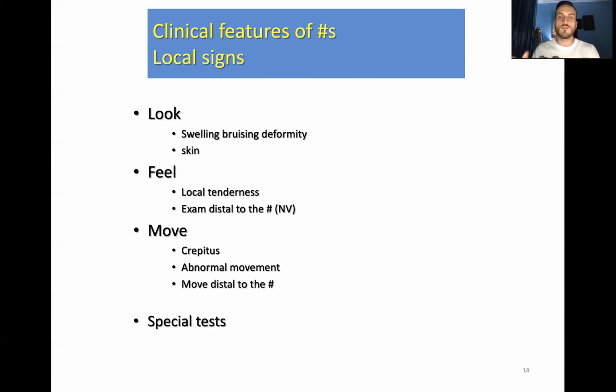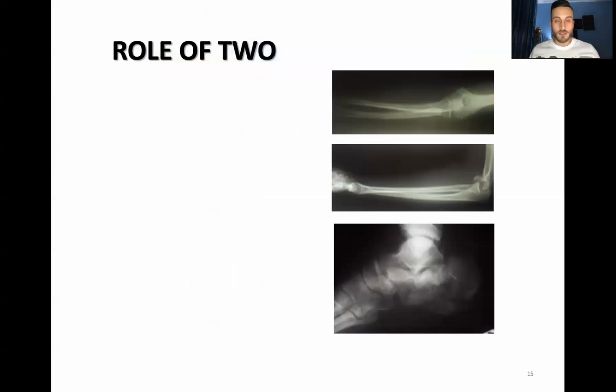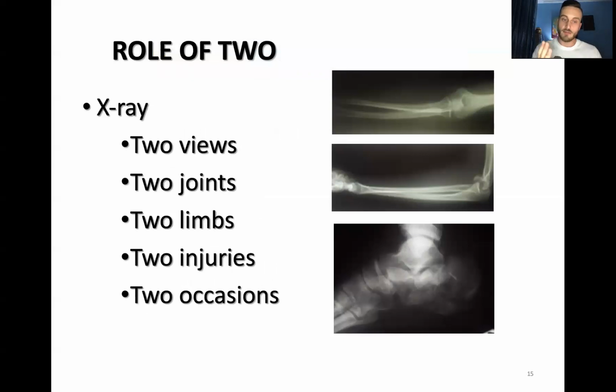And finally, we go for special tests. We will be talking about the special tests for each joint and limb separately. Usually when you have an X-ray, you have to apply the rule of two. What's the rule of two? Usually it's applied to the limbs. We should have two views, AP and lateral, and two joints, one above and one below, so we know if there's rotation or not.